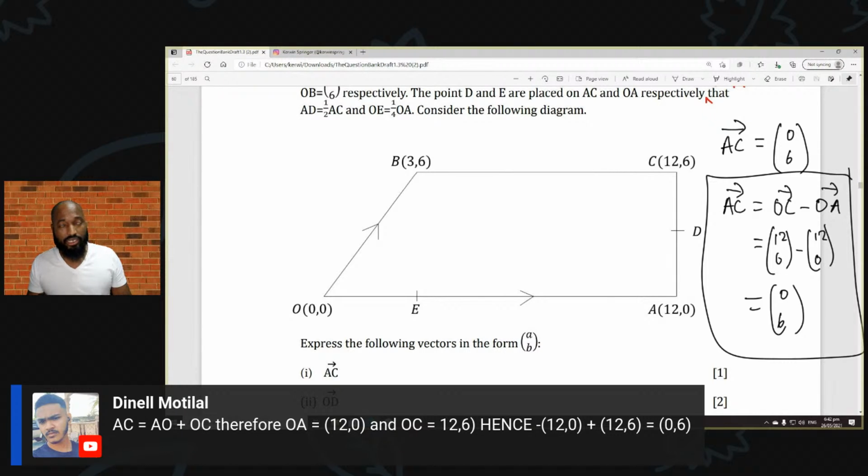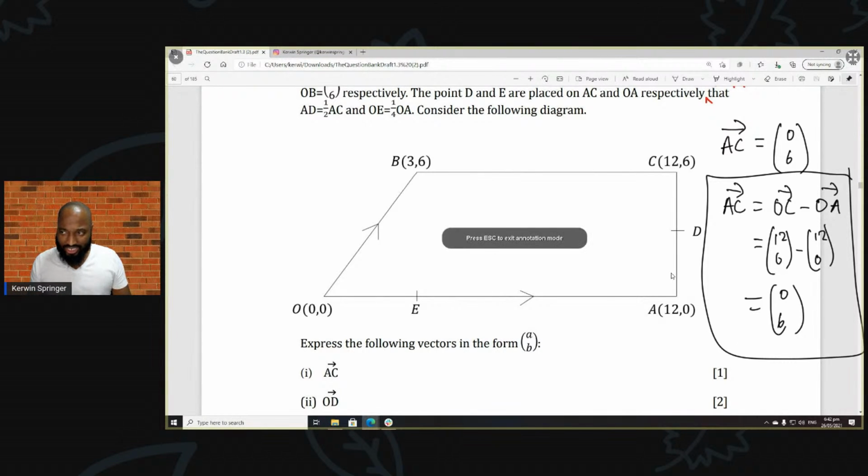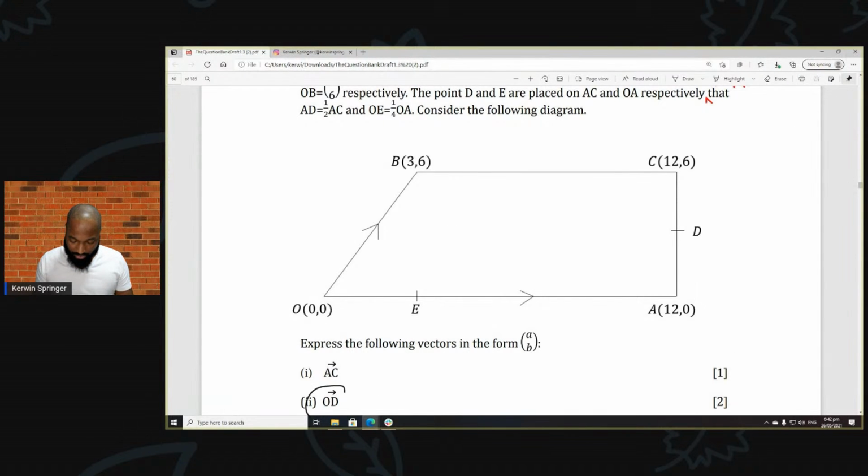You could do that working as well. But you can watch this and see it just went up 6. OD. How are we going to find OD now? O to D is a combination of O to A, and then we left A and we went to D.